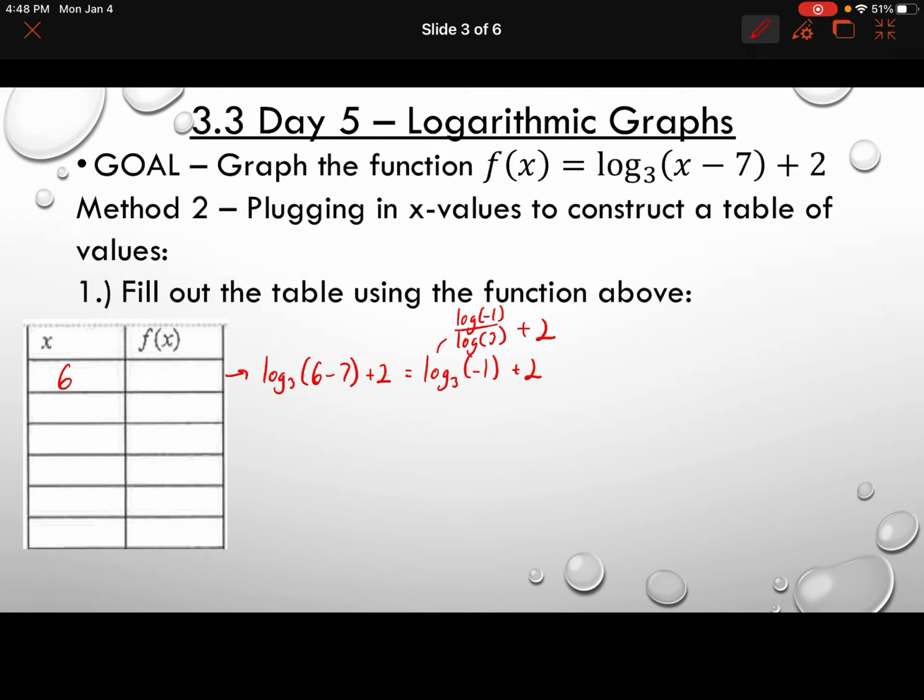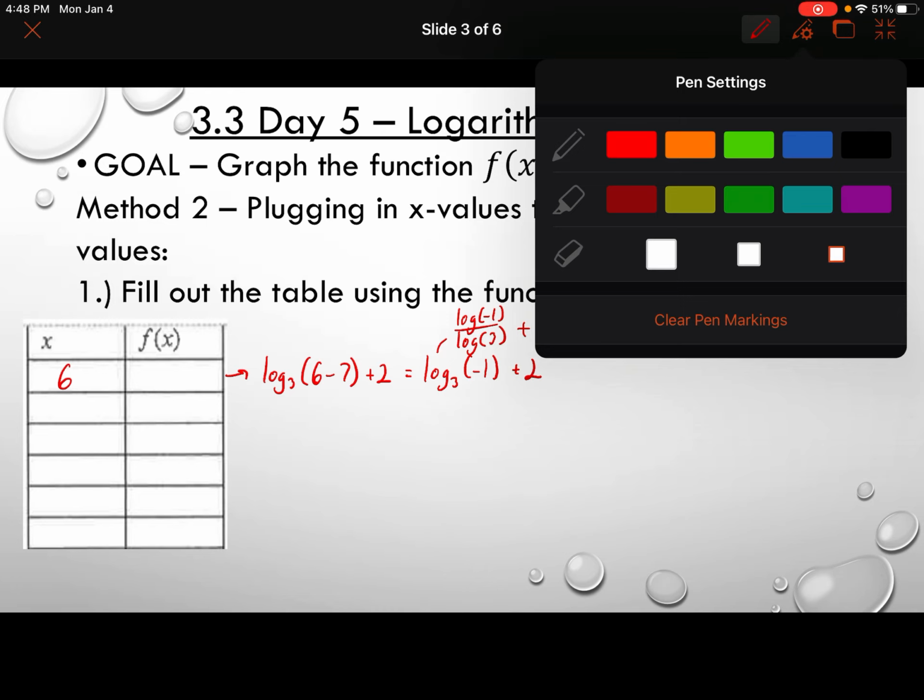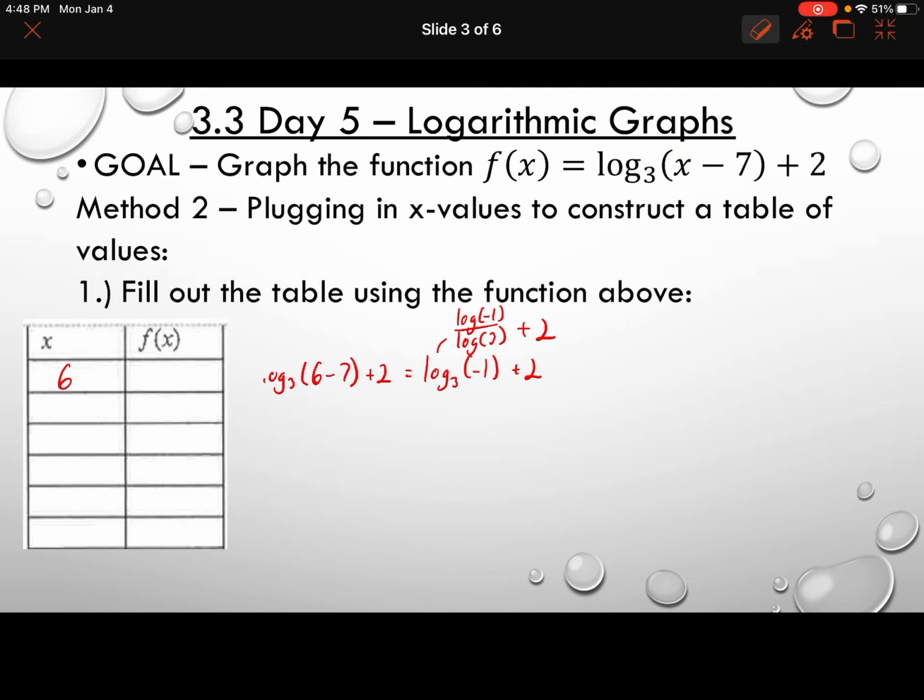It's kind of like dividing by 0. There is no value to it. And since there is no value to it, that means we cannot plot a point because there's no y value to our point. So that doesn't work. So you have to be careful what x values you pick.